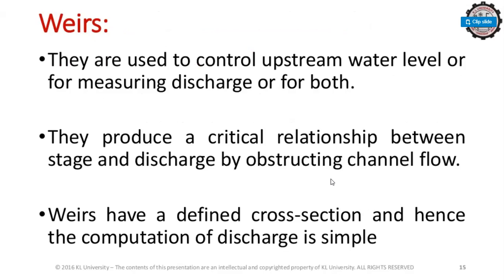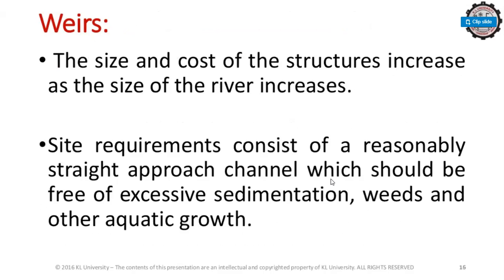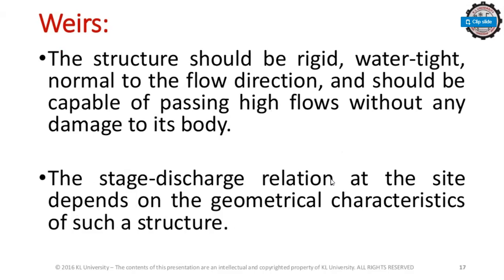Weirs have a defined cross section and hence the computation of discharge is simple. The size and cost of the structures increase as the size of the river increases. Site requirements consist of a reasonably straight approach channel which should be free of excessive sedimentation, weeds and other aquatic growth. The structure should be rigid, watertight, normal to the flow direction, and should be capable of passing high flows without any damage to its body. The stage discharge relation at the site depends on the geometrical characteristics of such a structure.